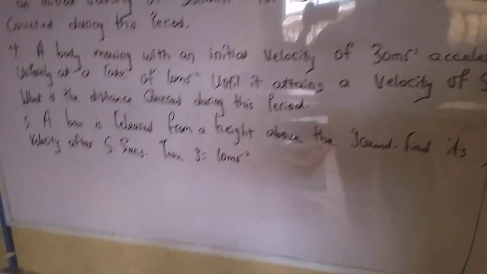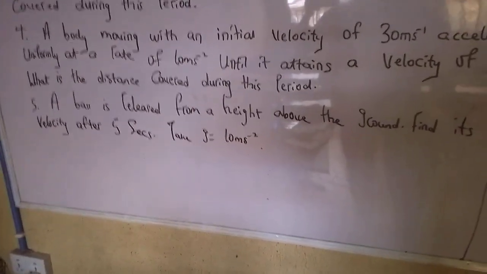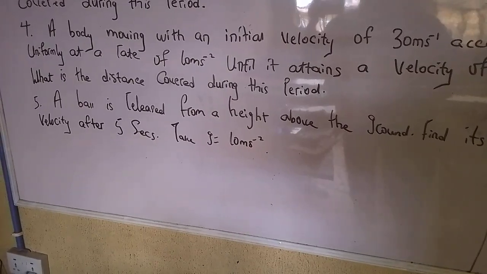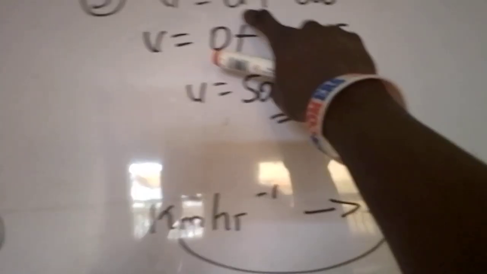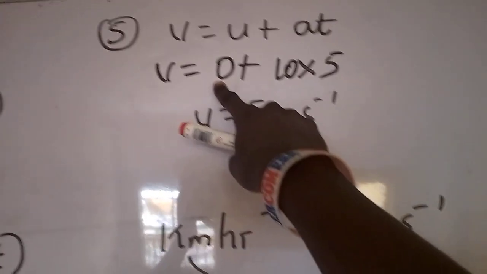Let's look at number 5 as well. Number 5 is very easy. What I want to bring out for number 5 is that a ball is released from a height. Initially the ball was resting. So whenever a ball is released from a height, your u, which is the initial velocity here, is taken to be 0.